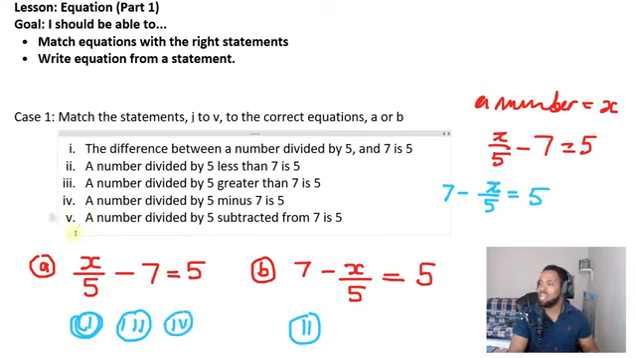And finally, a number divided by 5 subtracted from 7. So you have a number divided by 5, and 7 is the big number, and that division between x and 5 is taken away from 7.